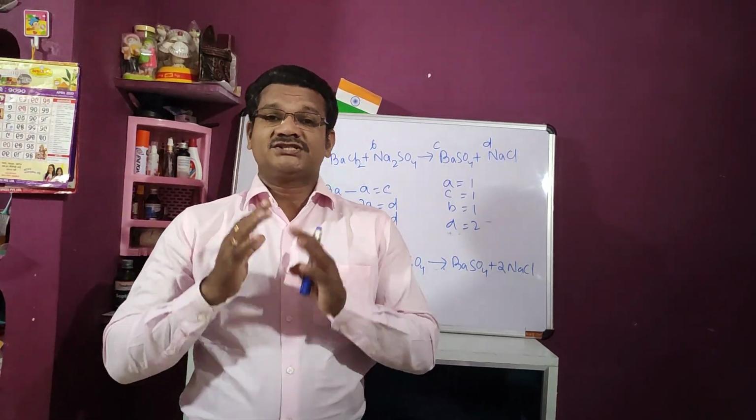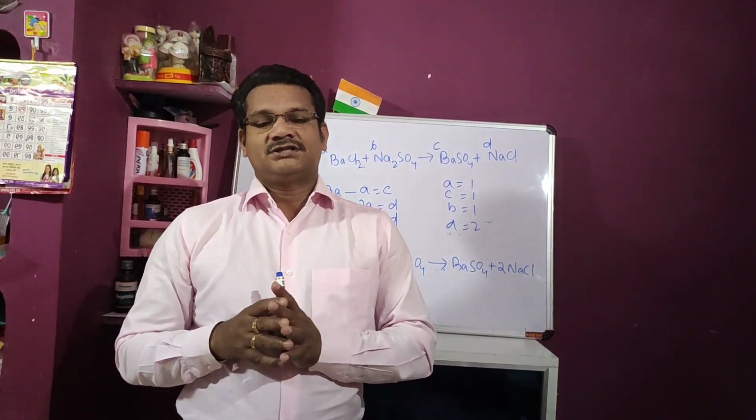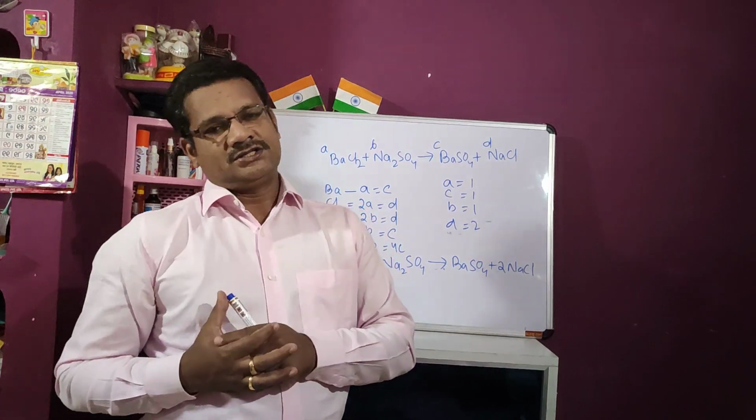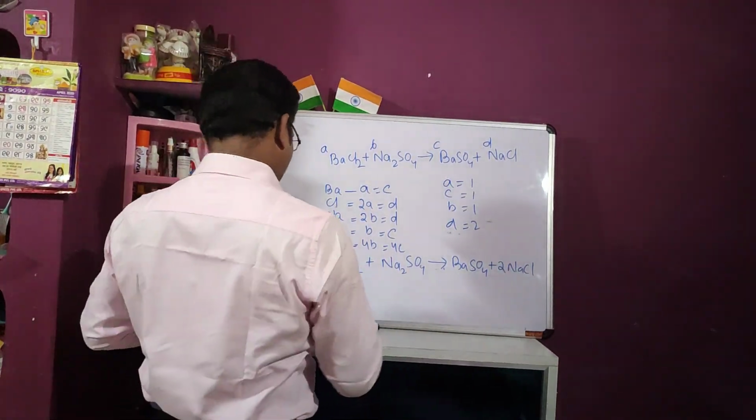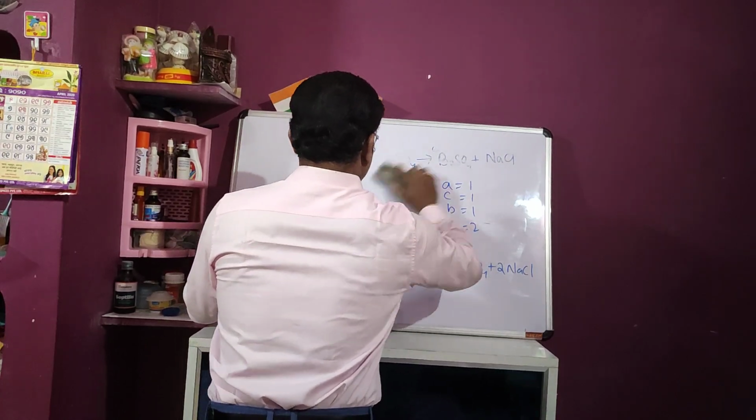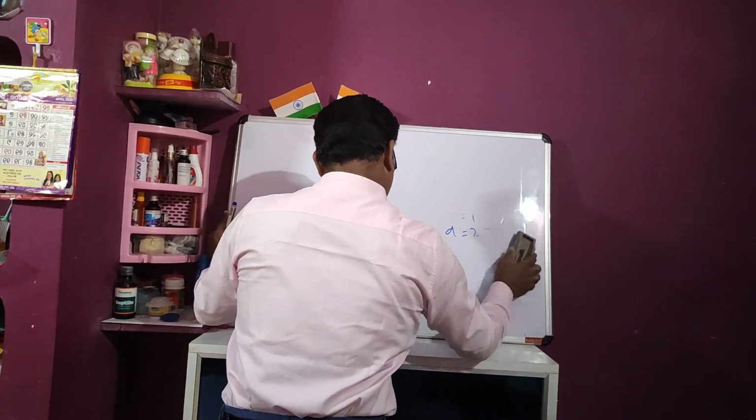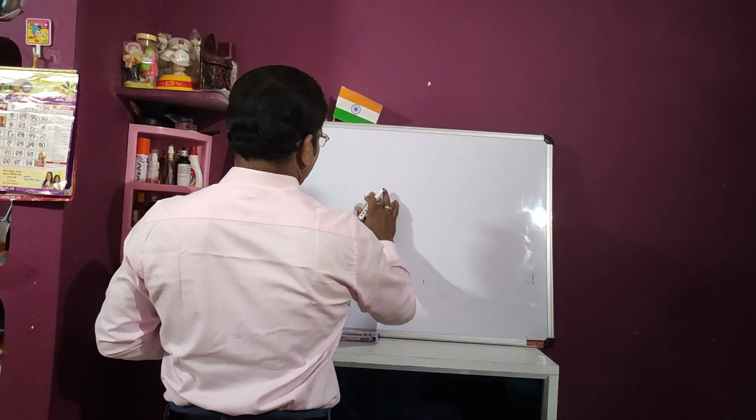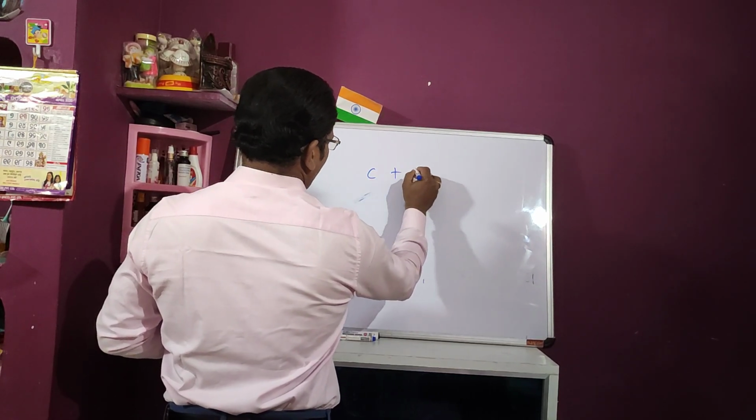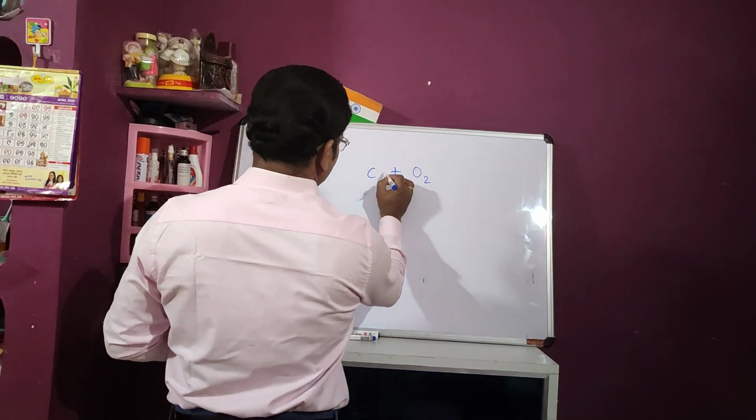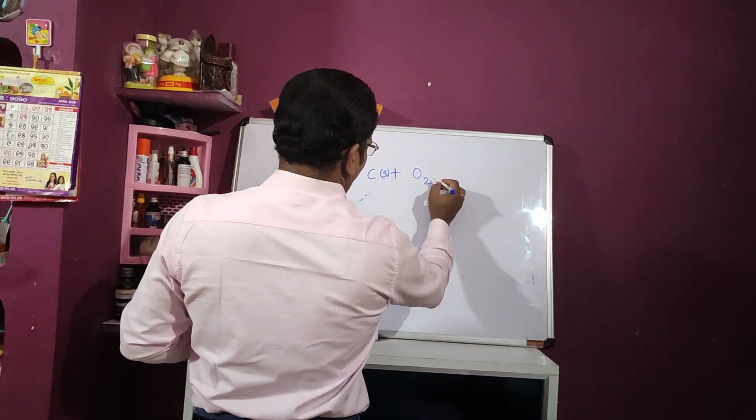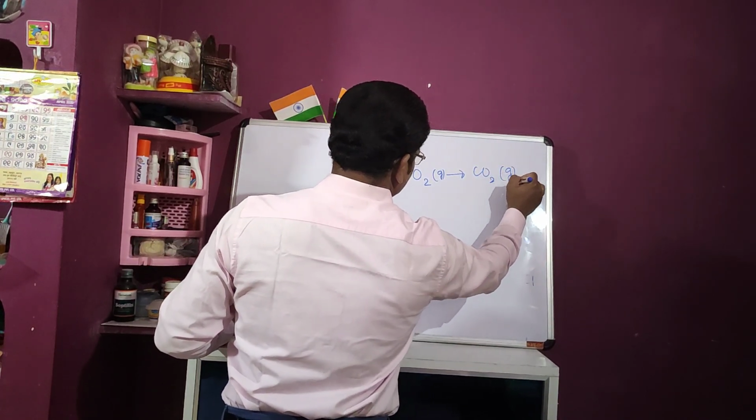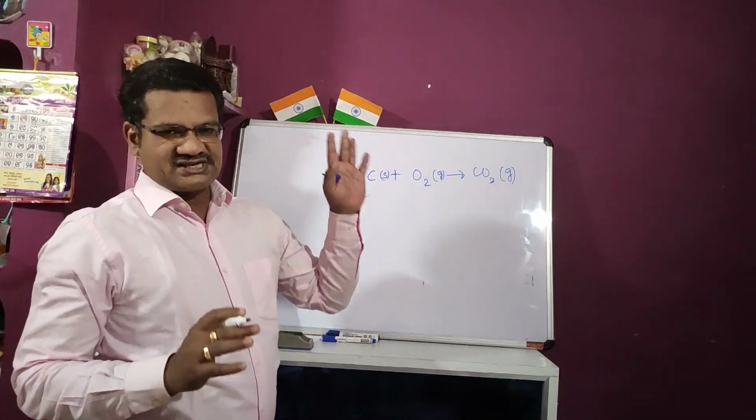What more information can it give? Yes, we can mention the states of substances taking part in the chemical reaction. That is, the states of reactants and states of products can also be mentioned in the chemical reaction. For example, let's take carbon reacts with oxygen. Carbon is a solid substance, so I can write S, and oxygen gas, I can write G here, gives carbon dioxide gas. This is how states can be mentioned.